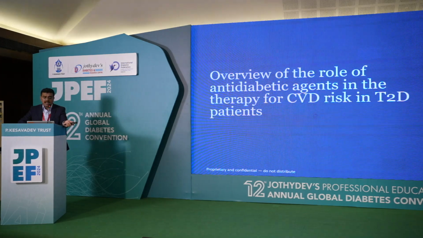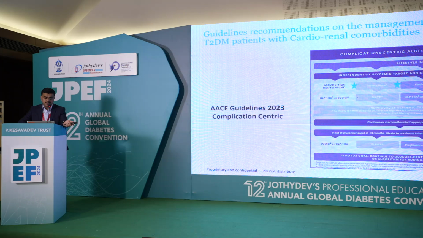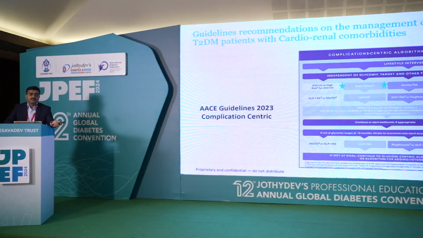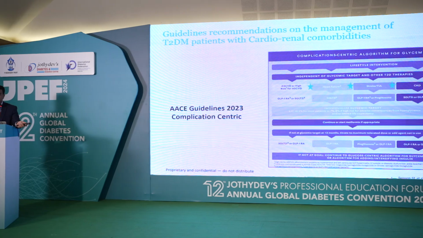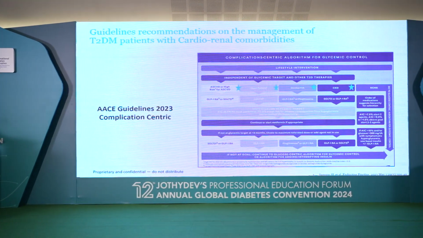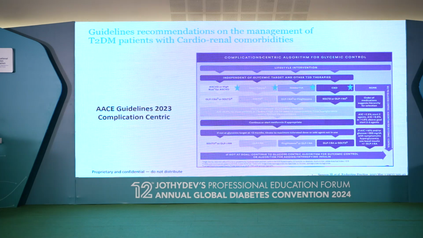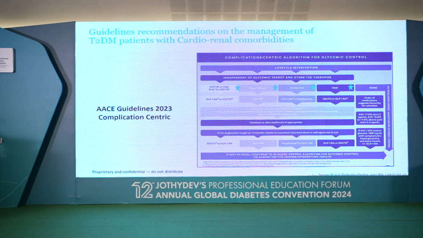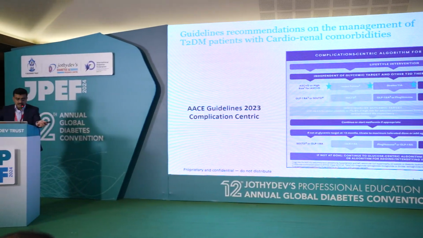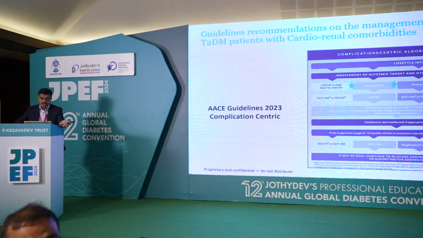Overview of the role of anti-diabetic agents in therapy of CVD risk in the diabetic population. This is something that we know because all of us have been bombarded with information in these aspects, and almost every day, today itself, most of the talks will be covering a few of these aspects in every topic. So the ESC guideline 2023 says that a person with high ASCVD risk or already having an ASCVD event should have a GLP-1 receptor agonist or SGLT2 inhibitor in his treatment armamentarium.